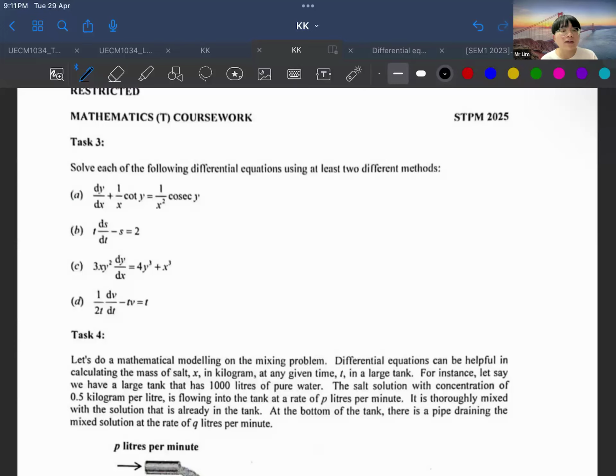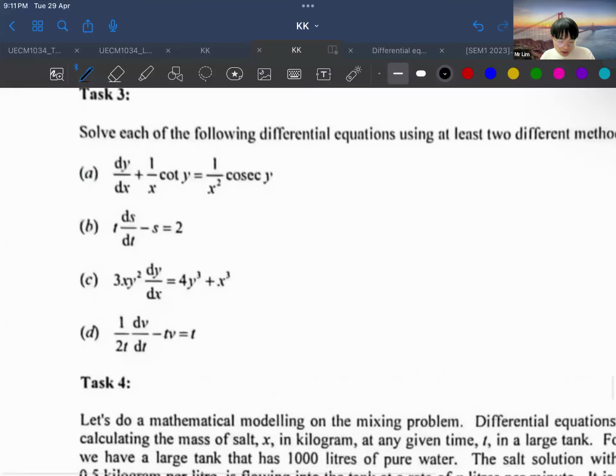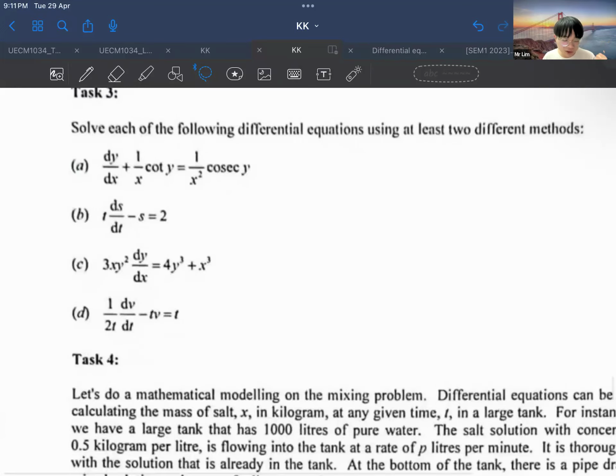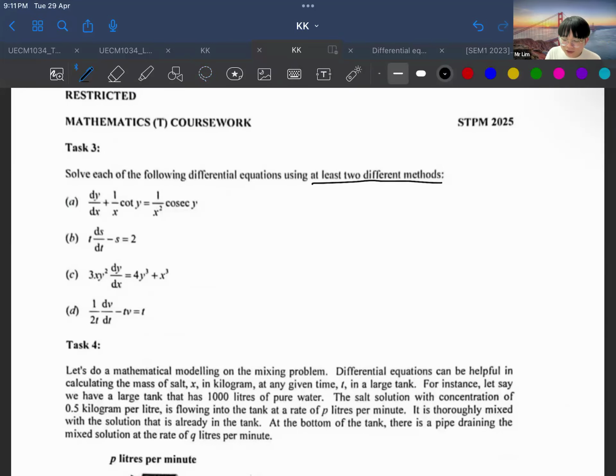just a simple one. Okay, what I mean by a simple one is I'm thinking of B or D. If you look at this one, definitely some is easier, some is more difficult. So you have to solve using at least 2 different methods. So this one usually challenging.